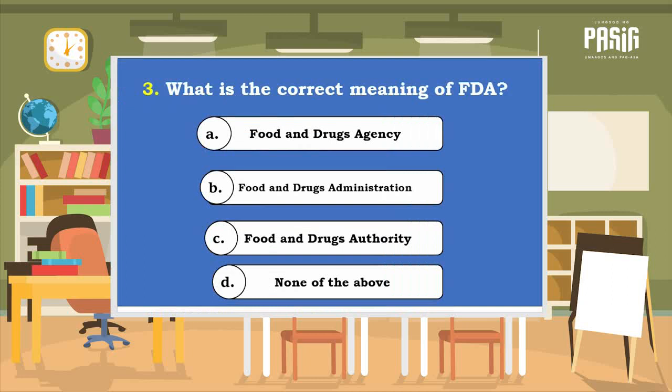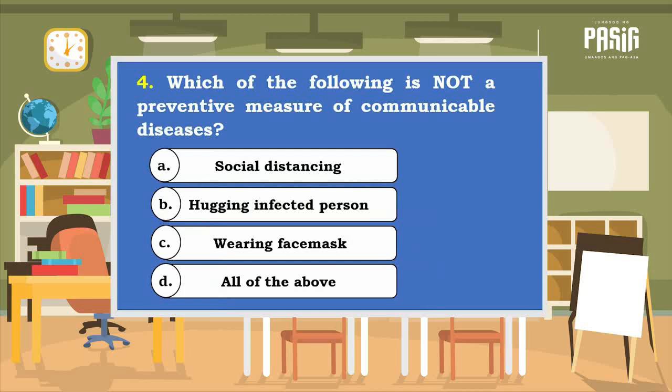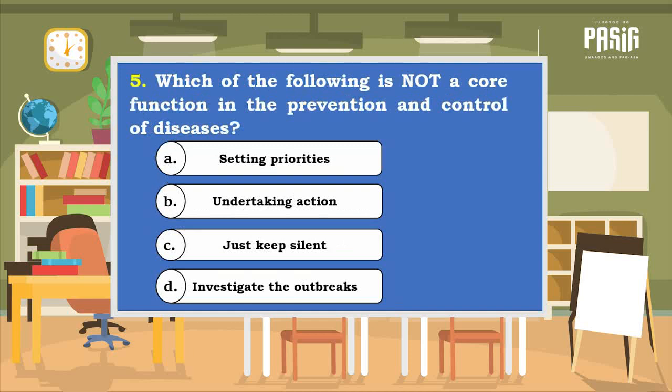Number 3. What is the correct meaning of FDA? The answer is Food and Drugs Administration. Number 4. Which of the following is not a preventive measure of communicable diseases? The answer is hugging infected person. Lastly, number 5. Which of the following is not a core function in the prevention and control of diseases? The answer is letter C, just keep silent.